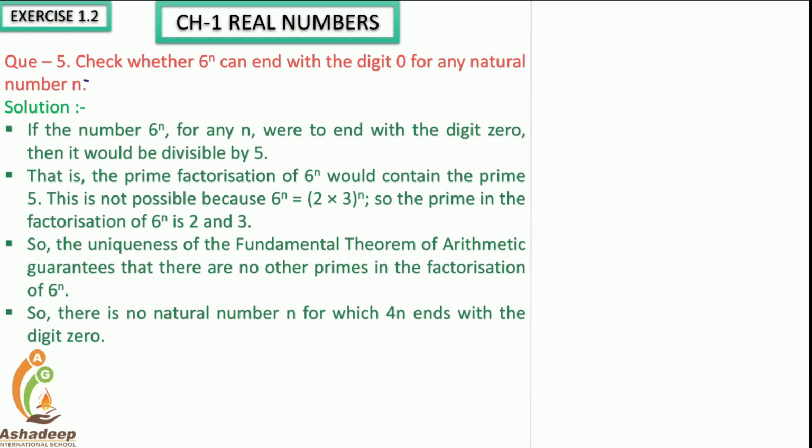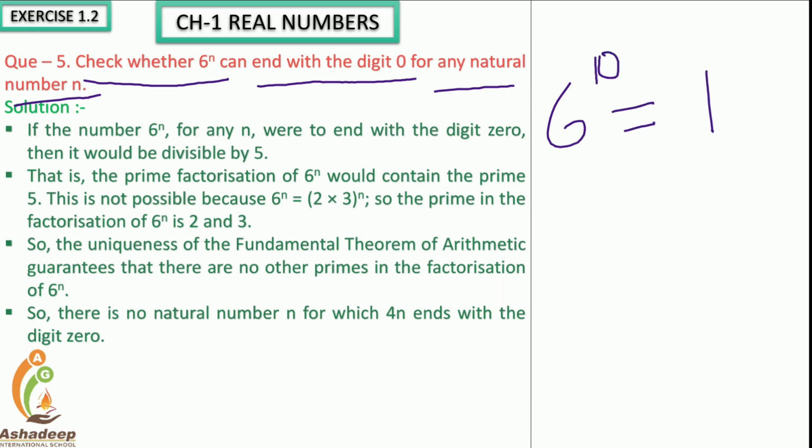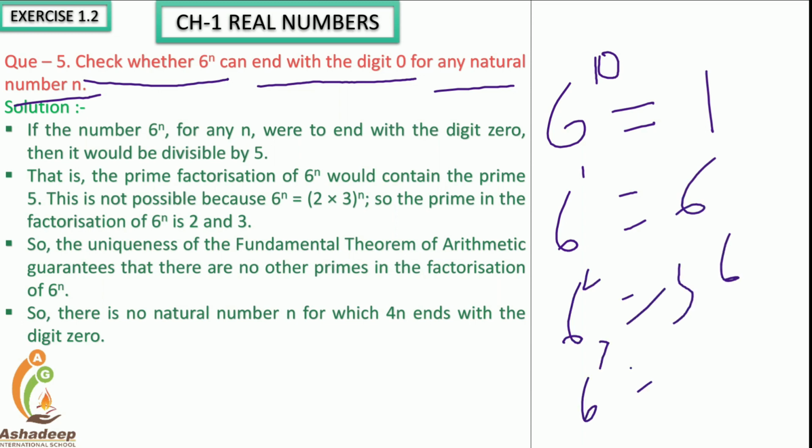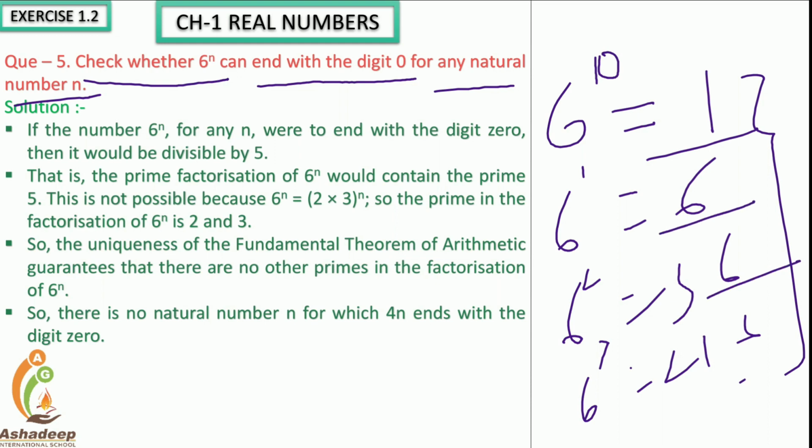Check whether 6 to the power n can end with the digit 0 for any natural number. For example, if I write down 6, n is a natural number, and natural number start with the 0. 6 power 0 is 1. 6 power 1 is 6. 6 power 2 is 36. 6 power 3 is 216. Right? So here you can observe that not a single digit can end with the 0, and if you do it for more, you will see that any number cannot end with the 0, right?